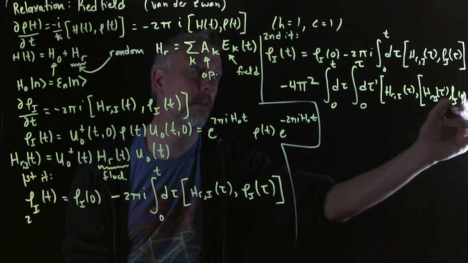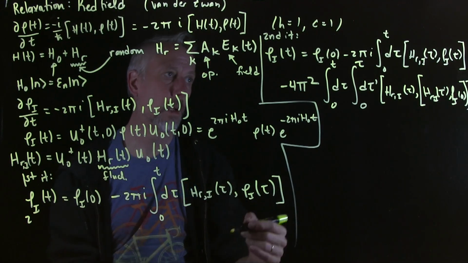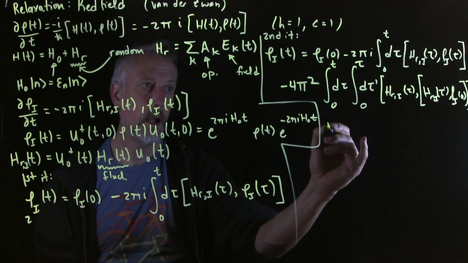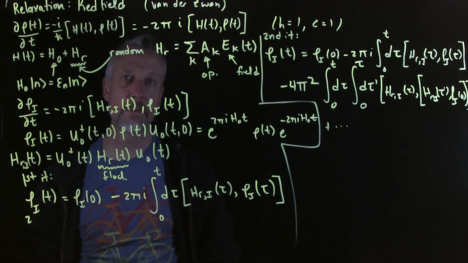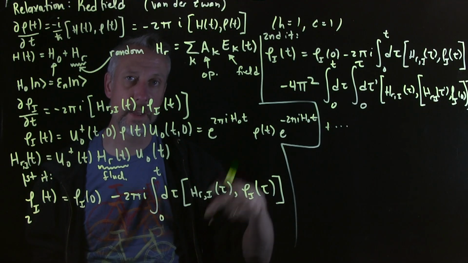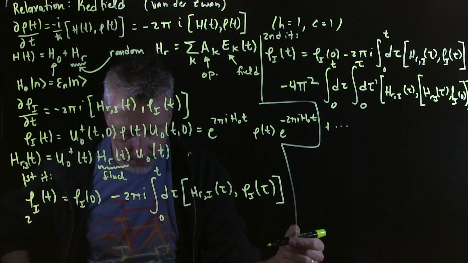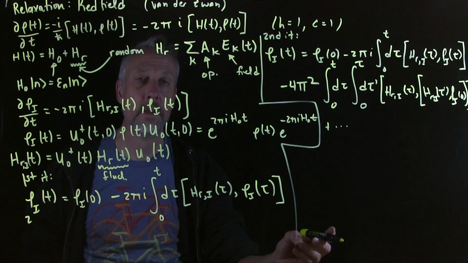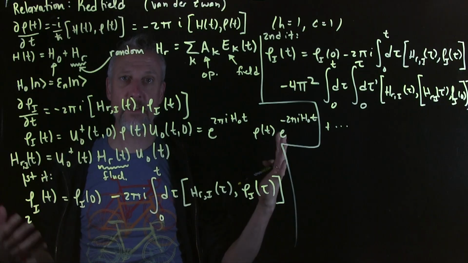I'm running out of space, but at least I say it, so hopefully it's clear what's going on. And then, of course, you could keep going and you'd have more terms, and you'd make the Dyson series, basically, for the interaction picture version. All right. Now, what have we done that's approximate up to now?